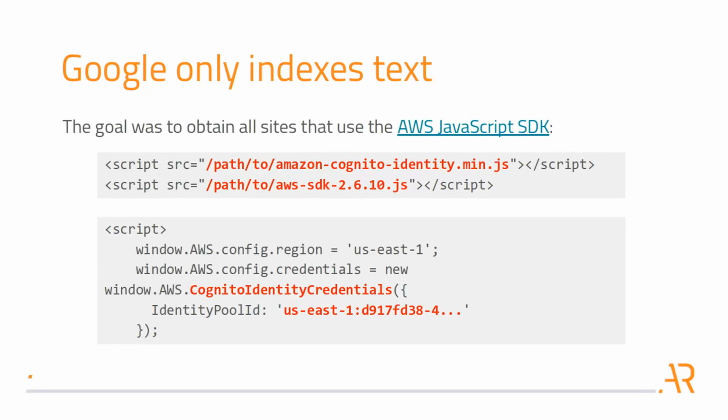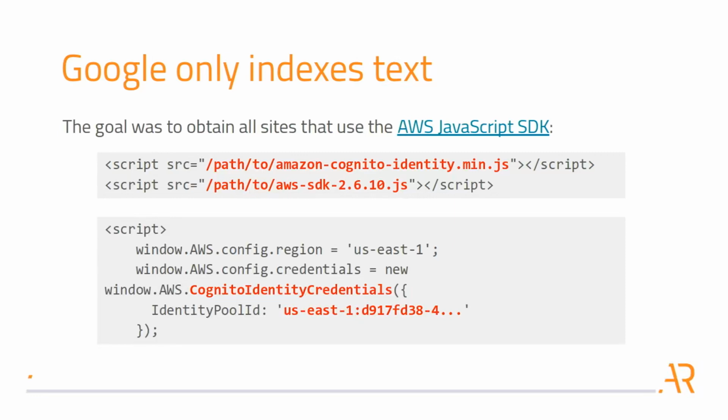Then I moved into the internet, because if you remember from my use case, the Cognito service can be consumed by mobile applications and by JavaScript applications running in browsers. So I was wondering how many web applications were using Cognito. And in order to do that, I started to Google. And I tried to Google for Cognito identity credentials.